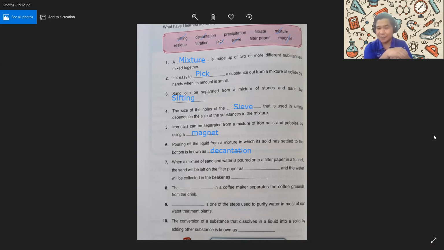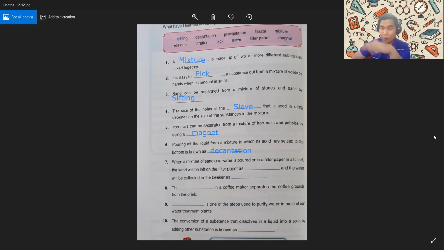When a mixture of sand and water is poured onto a filter paper in a funnel, the sand will be left on the filter paper as blank, and the water will be collected in the beaker as blank. Now, remember filtration. Filtration is when you put something in the middle of another object, and once you pour it, it will catch some things and let pass the pure mixture. What is it? It's called filtration.